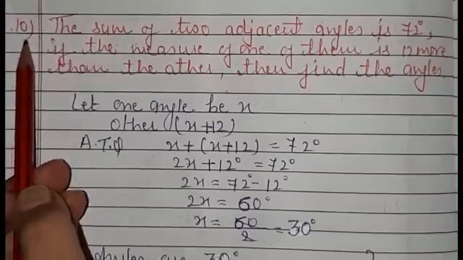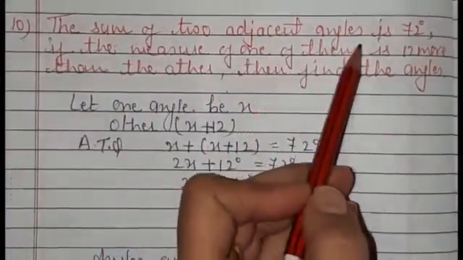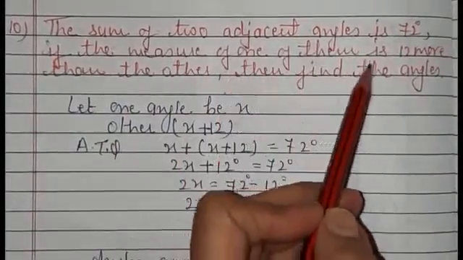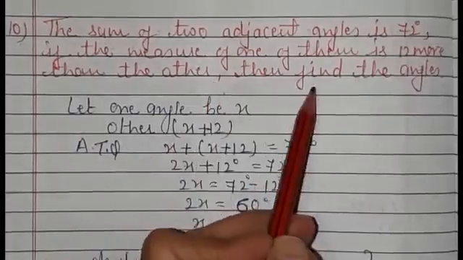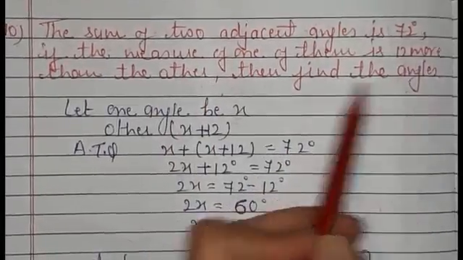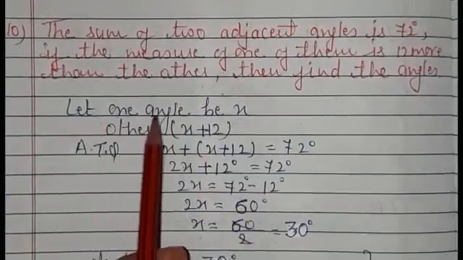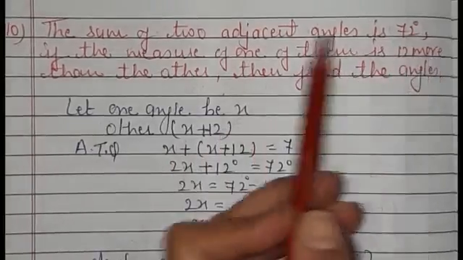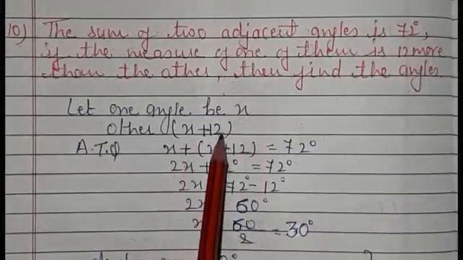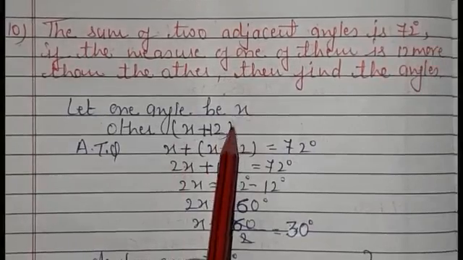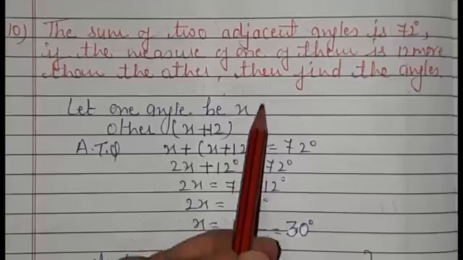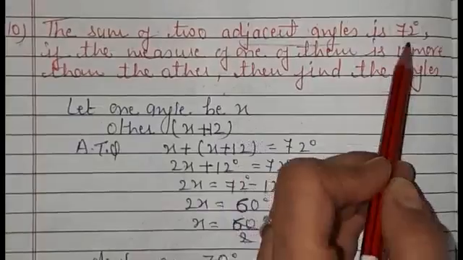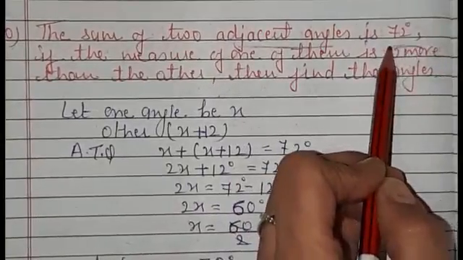Come to the 10th numerical. The sum of two adjacent angles is 72 degrees. If the measure of one of them is 12 more than the other, then find the angles. So here first we have to let one angle be X, then the other will be 12 more than the previous one. So it will be X plus 12. Now they are saying these two angles are adjacent angles. So we know that the adjacent angle sum is equal to 72 degrees, right?